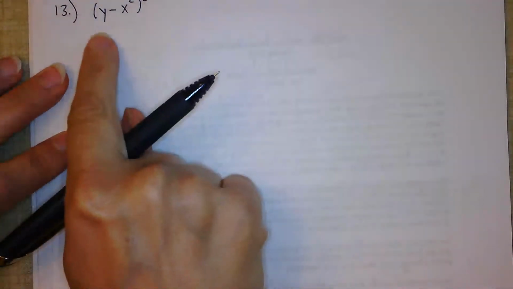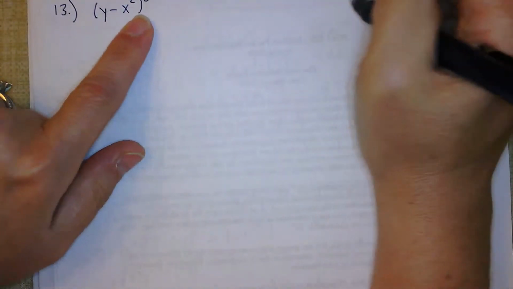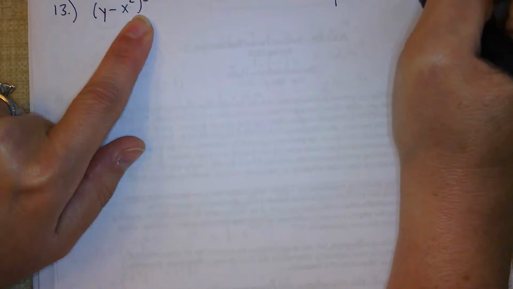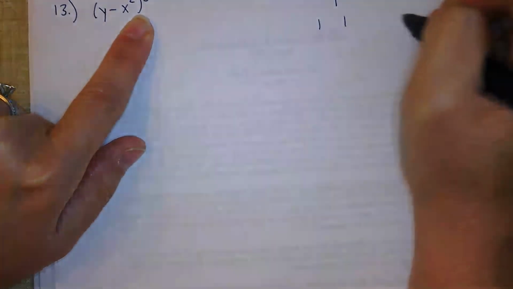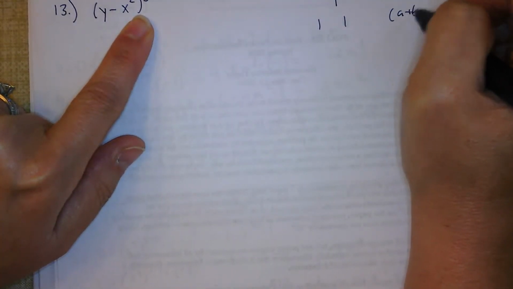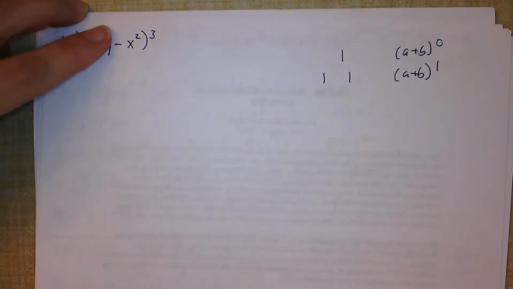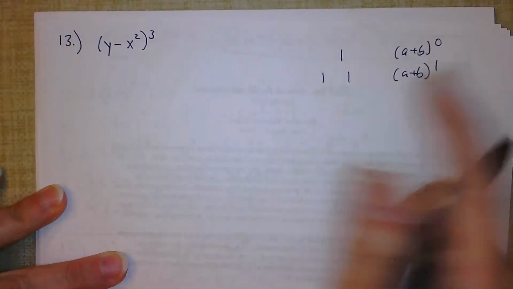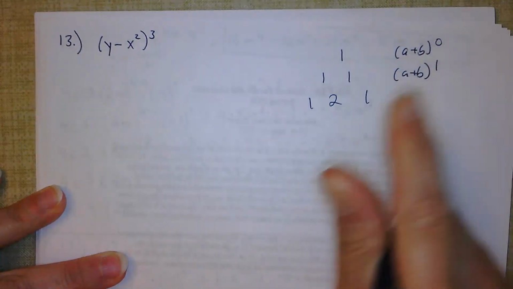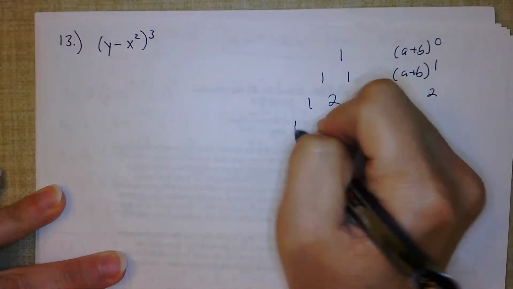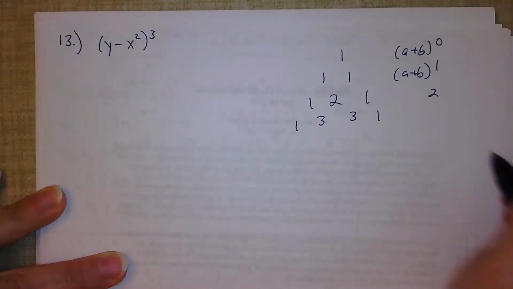So instead of doing nCr, this would be to the 0th power. This is like a plus b to the 0. 1, 1. That would be a plus b to the first. Whoops. Oh, you can't see that. I'm so sorry. There you go. Excellent. All right. So now we've got 1, 2, 1 because I added those together. Now that would be to the second power. And then I have 1, 3, 3, 1, and that's the third power.